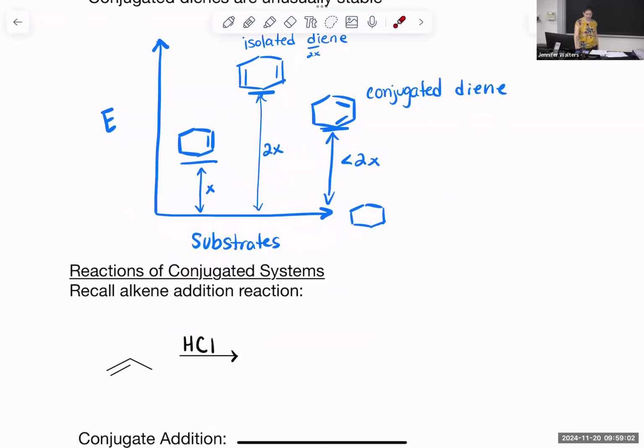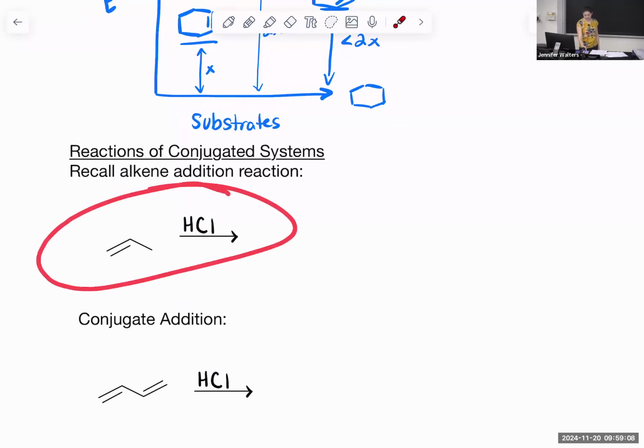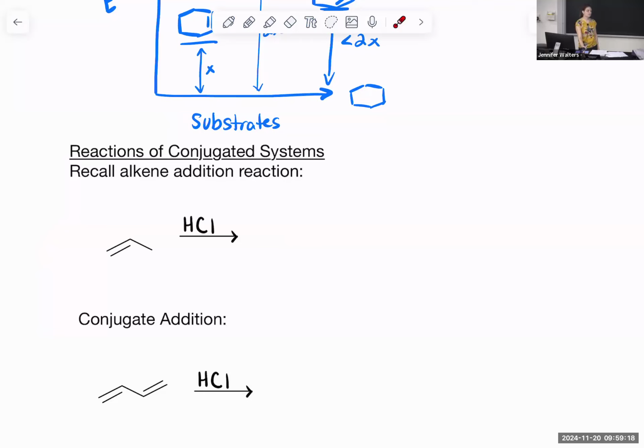We're also going to see unique reactivity with them. So if I think about this alkene addition, what is the product of this reaction? Yeah, it's 2-chloropropane. So this is our carbocation mechanism. You see strong acid, carbocation, and then it is going to be that Markovnikov addition.